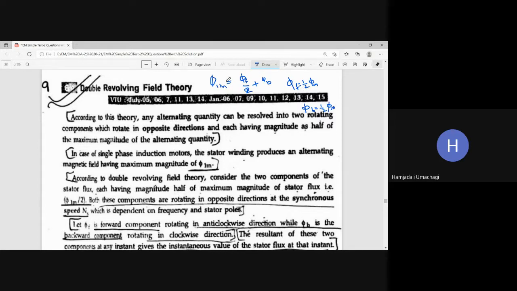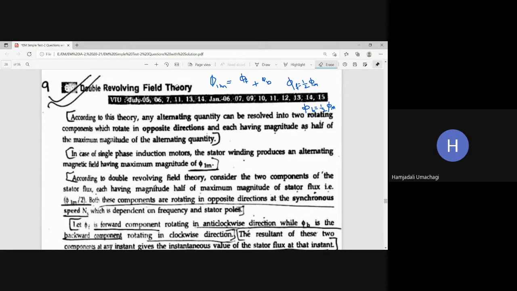So the resultant stator flux, which is AC in nature, is divided into two components, one forward and one backward. The forward component has half the magnitude of phi 1m. Similarly, the backward component has half the magnitude of phi 1m. If I add phi f and phi b, I get the resultant phi 1m, which is divided into two components, forward and backward flux.